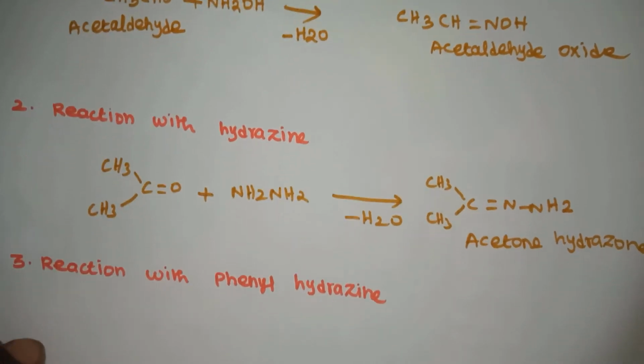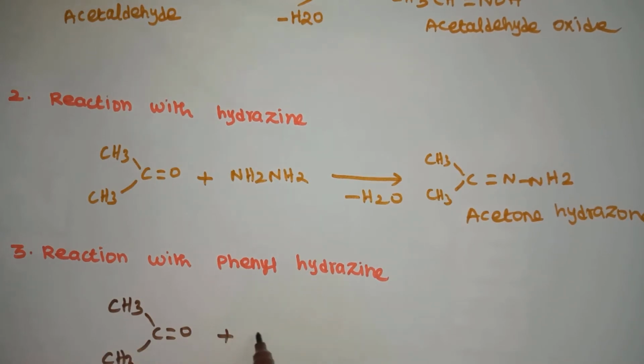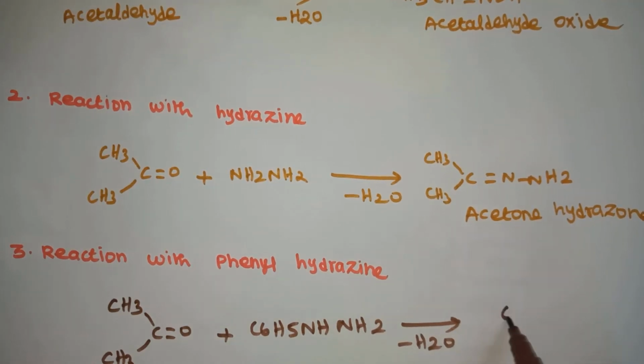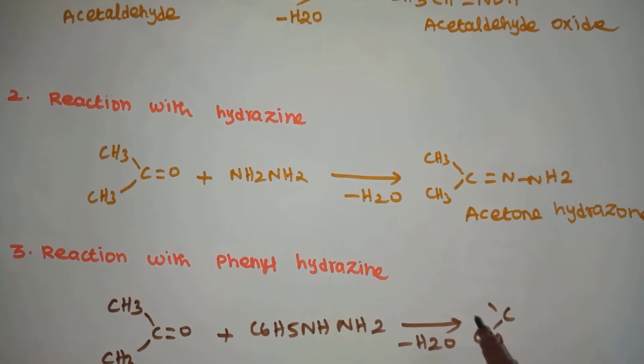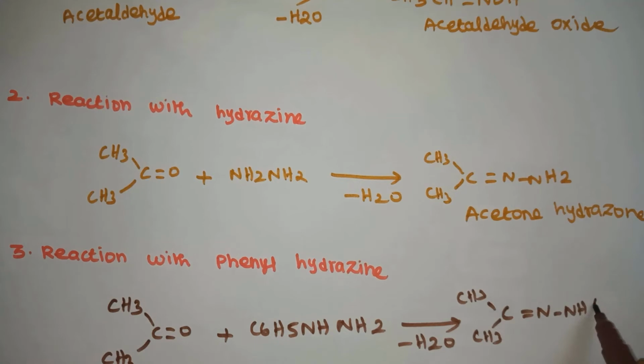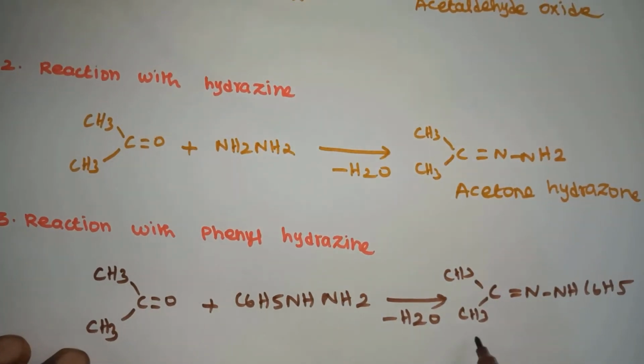Next one is a reaction with phenylhydrazine. Acetone reacts with phenylhydrazine to form acetone phenylhydrazone. Acetone, CH3 C double bond O CH3. This is acetone reacting with phenylhydrazine, C6H5 NH NH2. This is phenylhydrazine. A water molecule is eliminated from the reactants, so acetone phenylhydrazone is formed. CH3 CH3 C double bond N NH C6H5. Name of this compound is acetone phenylhydrazone.